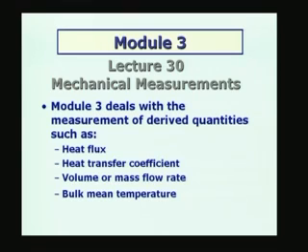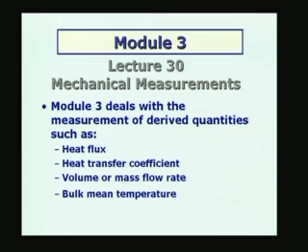This will be lecture number 30 on our ongoing series on mechanical measurements. It also happens to be the beginning of module 3, which will deal with the measurements of derived quantities like the heat flux, heat transfer coefficient, I have labeled them here, volume or mass flow rate. In fact, in the earlier lecture we have talked about the measurement of velocity, but here we are going to talk about volume or mass flow rate, and then the so called bulk mean temperature.